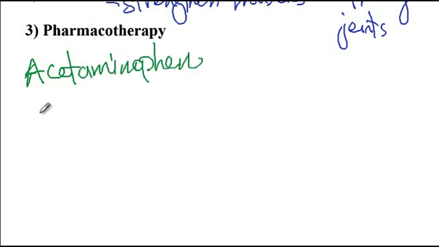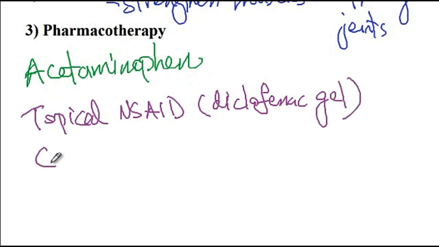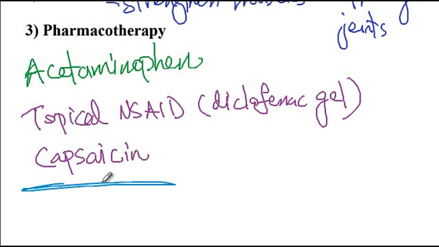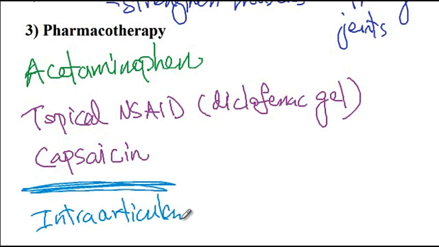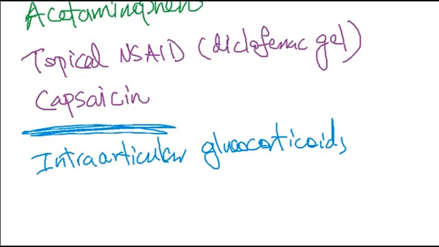And then after that, the other medications that you could consider include topical NSAIDs, like for instance, diclofenac. And then you can also consider topical capsaicin. And then for patients that have moderate to severe form of osteoarthritis, you could consider intra-articular injection of the glucocorticoids.